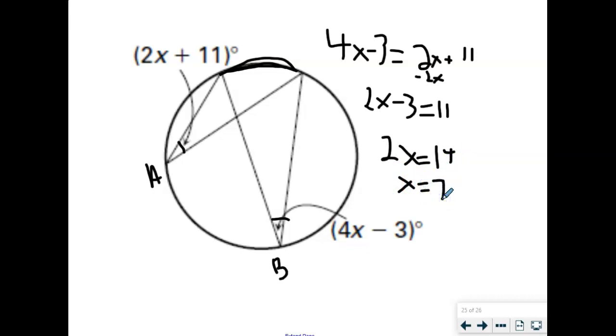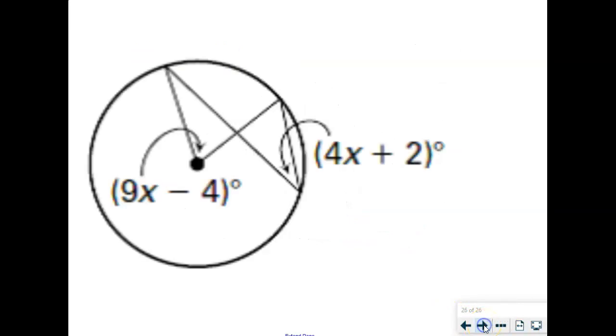Now be careful. They could ask you, what was the measure of angle B, or what is the measure of angle A. So of course you would have to plug it in. And we've got one more to go. Alright, so I want y'all to look at this problem carefully, see if you can solve for x.